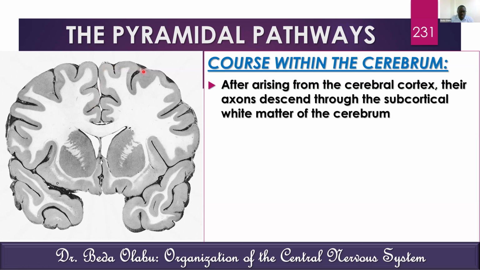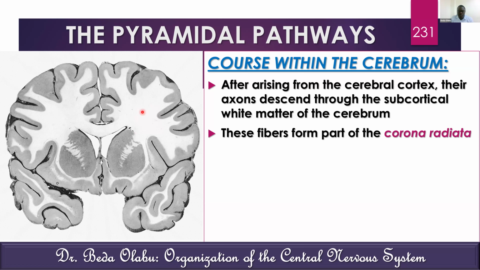Think about it. If the neurons arise from the cortex here, the next thing to do is to just project their axons down into this region. So after arising from the cerebral cortex, the axons of these neurons descend through the white matter of the cerebrum, which we call the corona radiata. So this region here is called the corona radiata, where the fibers actually find themselves. They're not the only fibers that will constitute the corona radiata. The corona radiata has a mixture of white matter tracts, both ascending and descending.